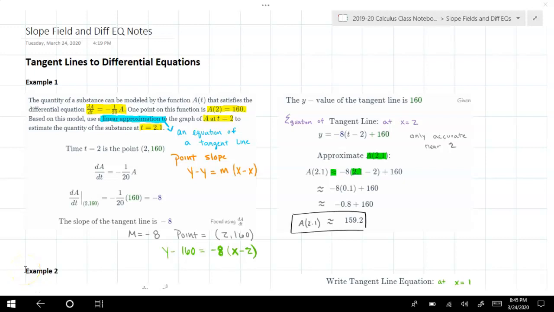All right, calculus, here we go with slope fields and differential equations. So differential equations, best known by me as diffies. The first section is tangent lines to differential equations.